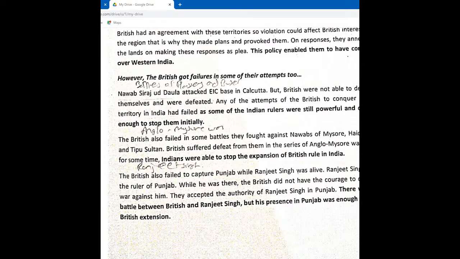The British also failed to capture Punjab while Ranjit Singh was alive. Ranjit Singh was the ruler of Punjab. While he was there, the British did not have the courage to declare the war against him. They accepted the authority of Ranjit Singh in Punjab. There was no battle between British and Ranjit Singh, but his presence in Punjab was enough to stop British expansion. Remember when we were talking about how the British were trying to annex Punjab, and they weren't initially because of Ranjit Singh's power and influence in the region. After the death of Ranjit Singh, British saw it as an opportunity and they attacked. So this initial hesitance of British towards this attack on Punjab because of Ranjit Singh proved to be a failure for them.